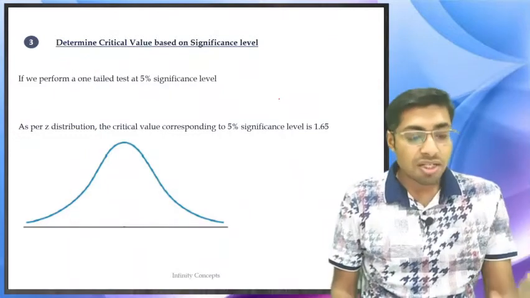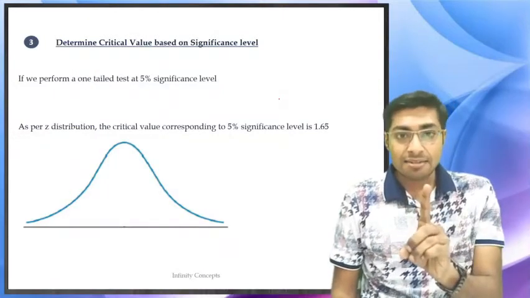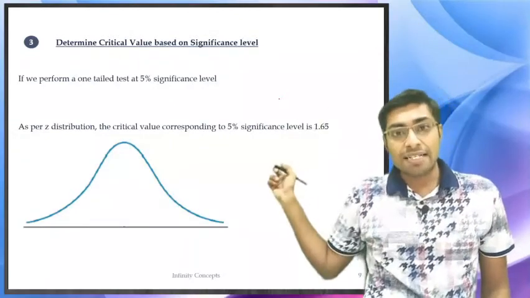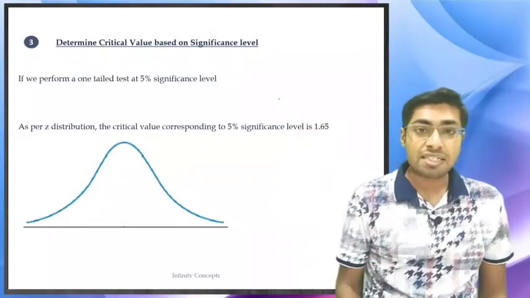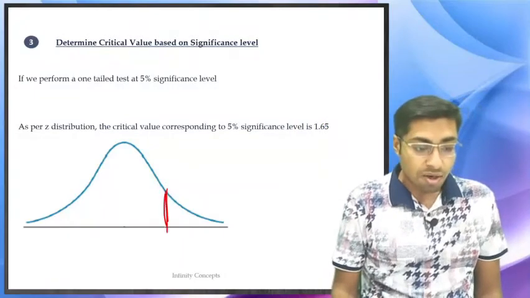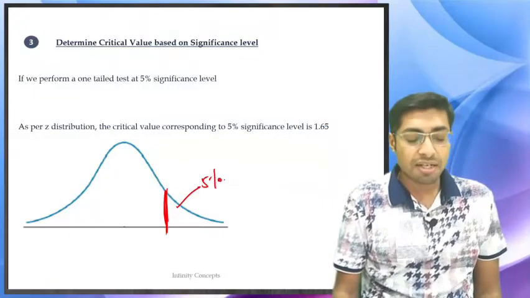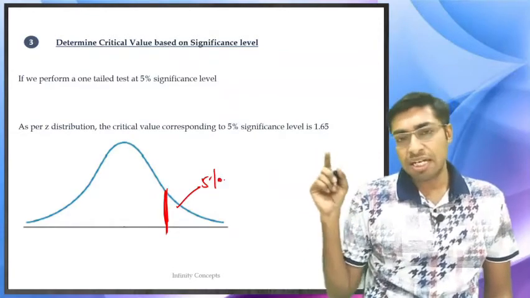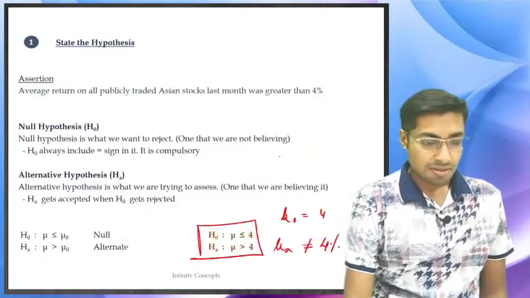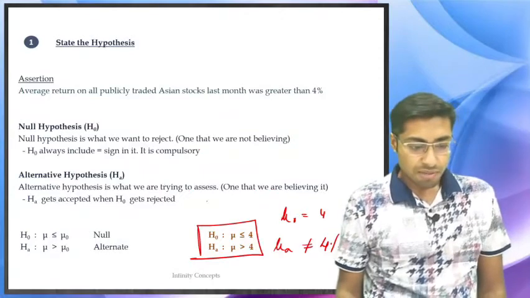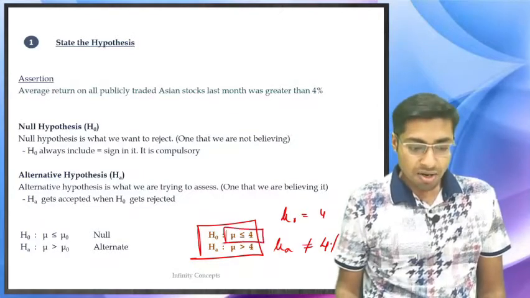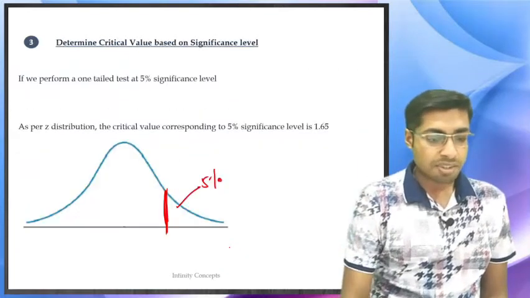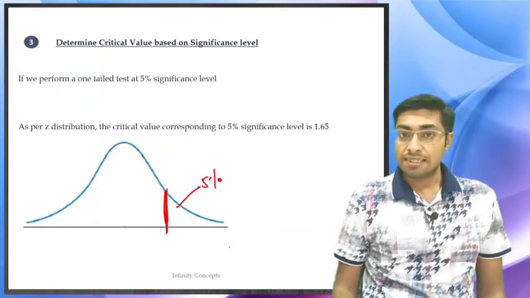If this was a one-tail test, and this is what we are doing, right? This is a one-tail test. If this is a one-tail test and they have asked for 5% significance level, then the whole 5% will be lying over here in the right tail, because we have used mu more than 4%. What is it that we have used? Mu less than or equal to 4 is the null hypothesis, and mu more than 4 is your alternative hypothesis. So this is what it is.